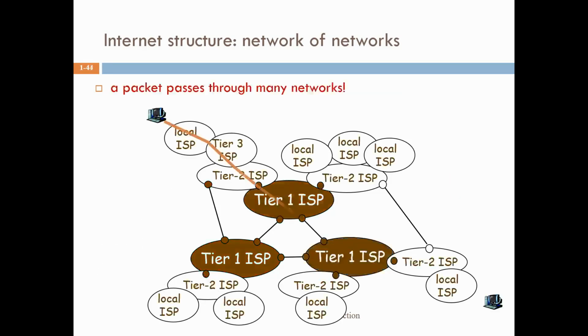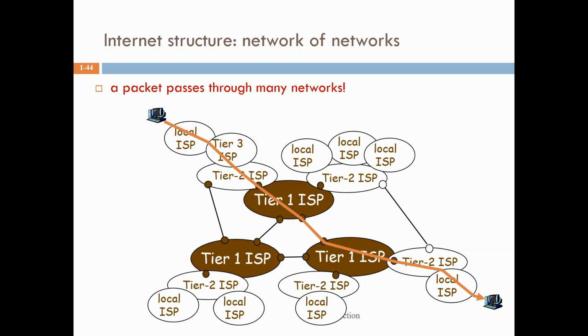So at the end of the day, once you send your packet, you inject it into a Tier 3 ISP, and then if the Tier 3 ISP cannot deliver directly, then it sends it to the Tier 2 ISP that it is a customer of. If it still cannot deliver it directly, then it sends it through a Tier 1.